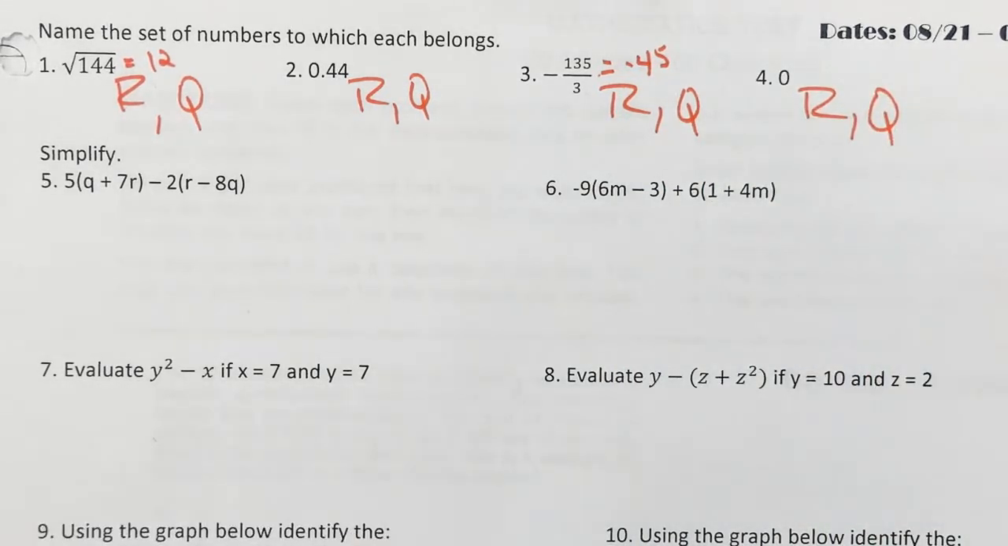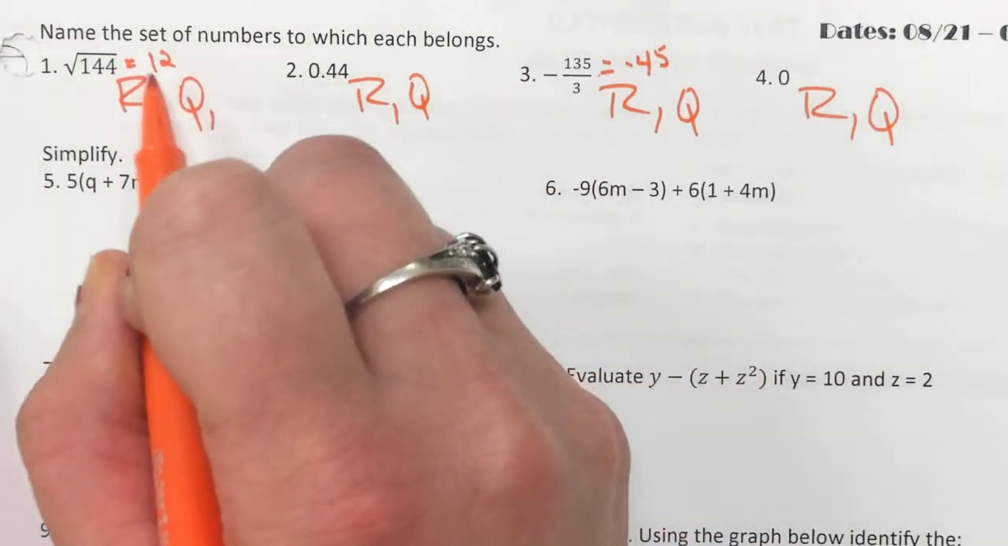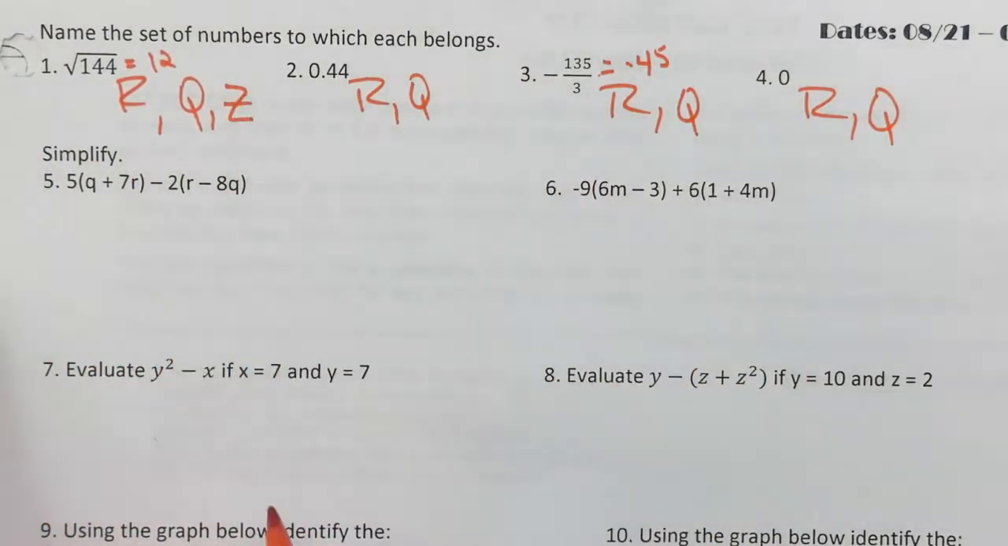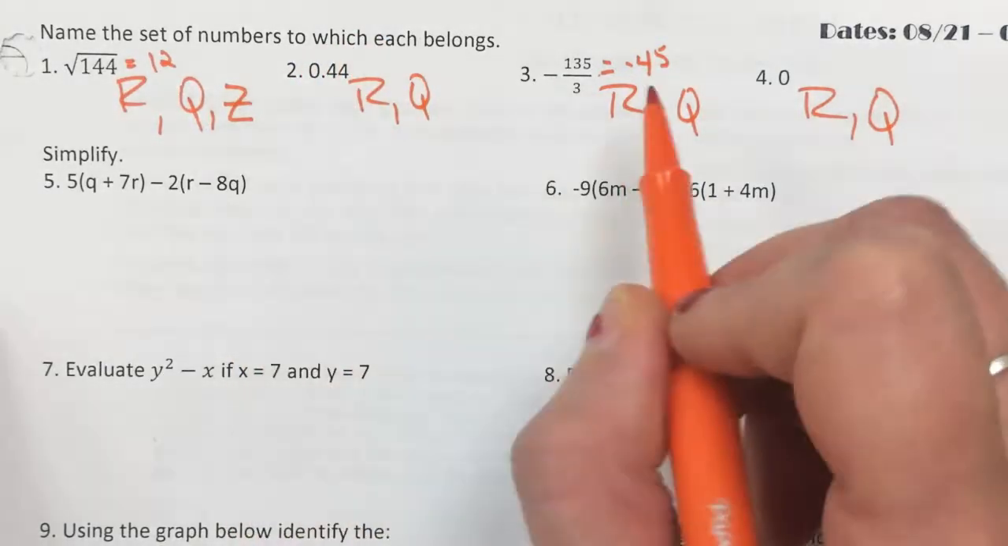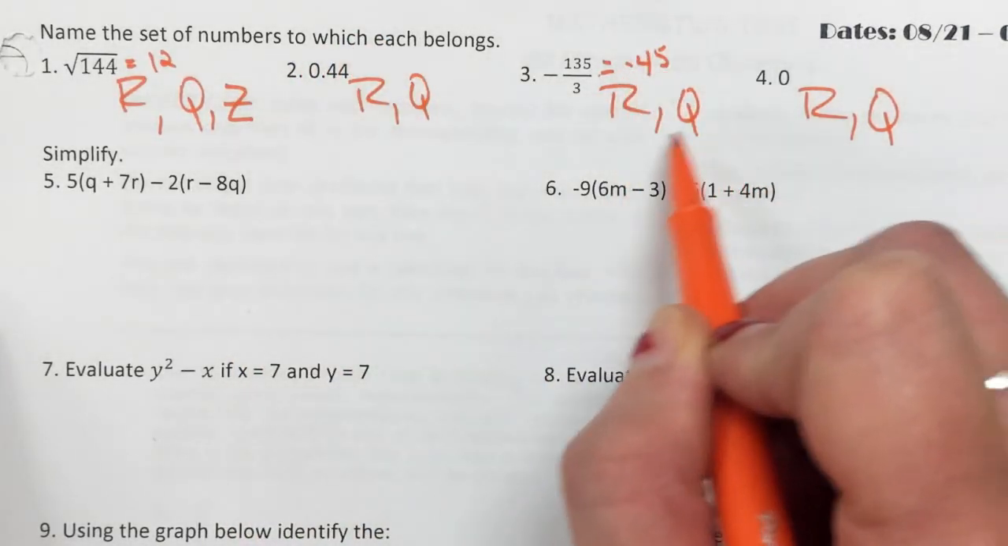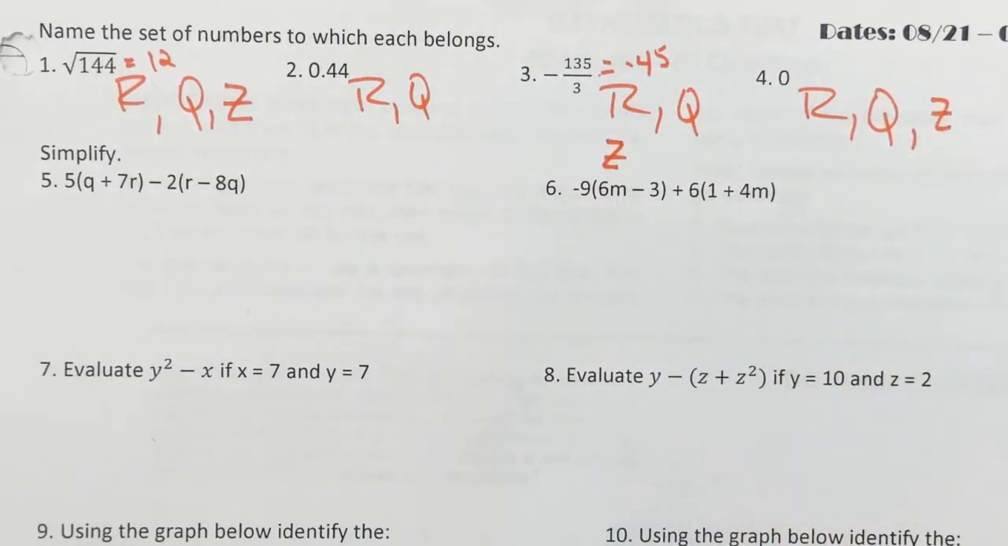Then you went to integers. Integers were negative numbers, 0, and positive numbers. No decimals. So what about number 1? Is it an integer? 12? Yes, it's an integer. We put a Z for integers. What about number 2? No decimals, right? What about number 3? Yes. And number 4? Yes. Okay, then we went to whole numbers.